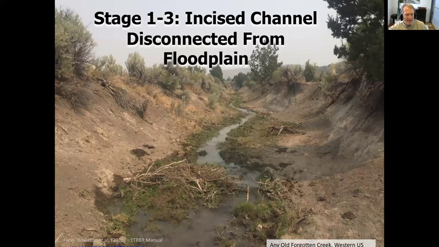Here's an example of an incised and highly degraded stream. I'm sure many of you in your travels throughout the Intermountain West, the Southwest, have seen streams like this. They're heavily incised, they're down cut. The floodplain is now converted to upland species. There's very limited riparian vegetation.